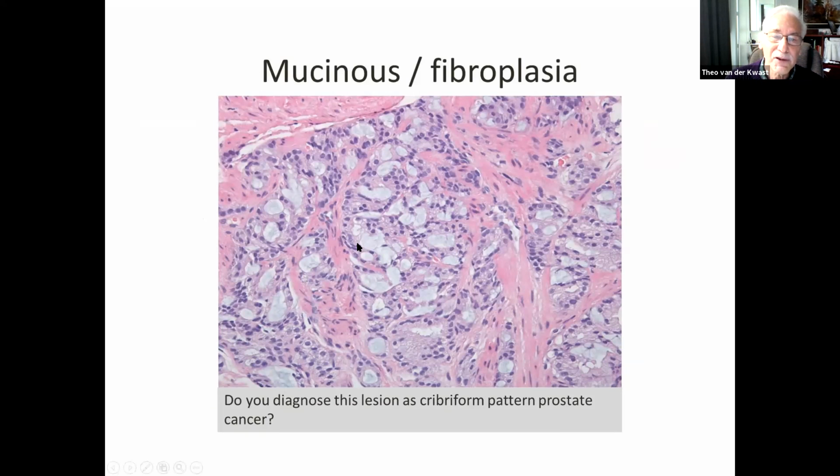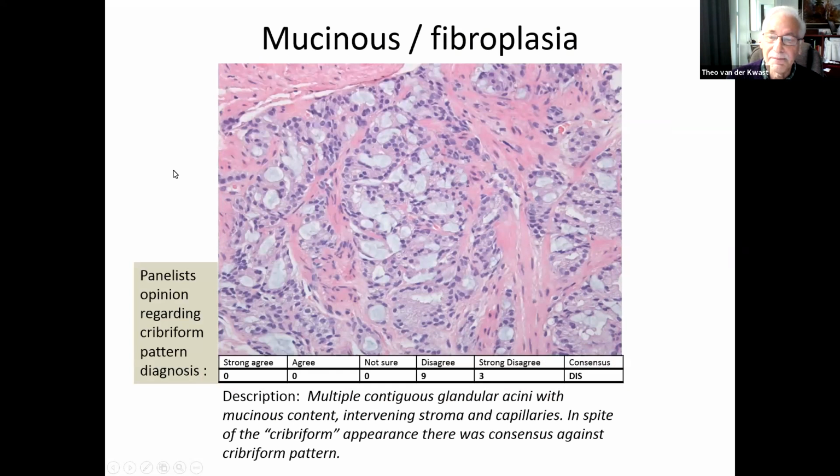Okay, you may have made up your mind. Don't think too long. What did the panelists say? The panelists strongly disagreed with this one. 12 out of 12, even, disagreed. They did not call this cribriform pattern. The description here is multiple contiguous glandular acini with mucinous content. There is intervening stroma and capillaries, although delicate, and in spite of the cribriform appearance, there was consensus against cribriform pattern.